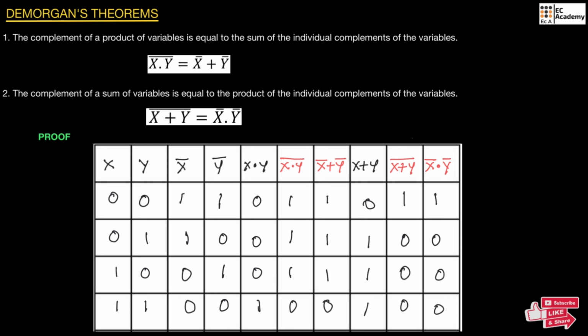Now if you observe these two columns and these two columns, we can say (x dot y) whole bar has the same values as x bar plus y bar, and (x plus y) whole bar has the same values as x bar dot y bar. So we have proved DeMorgan's theorem. This is about DeMorgan's theorem. Hope you have understood the topic.